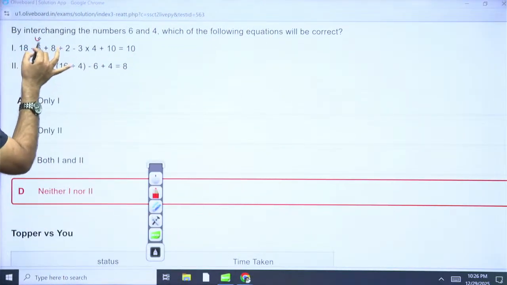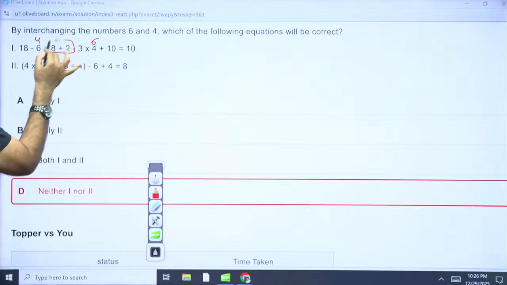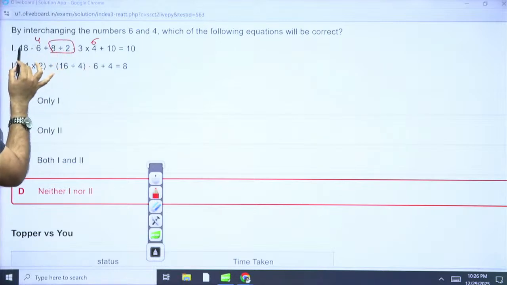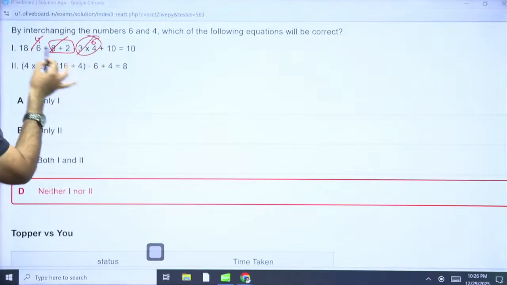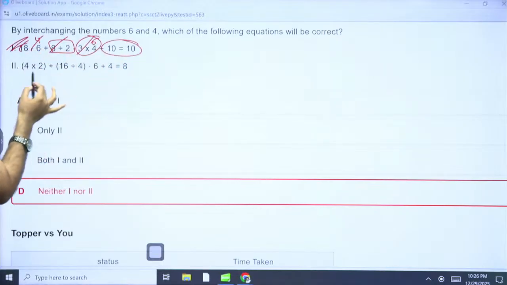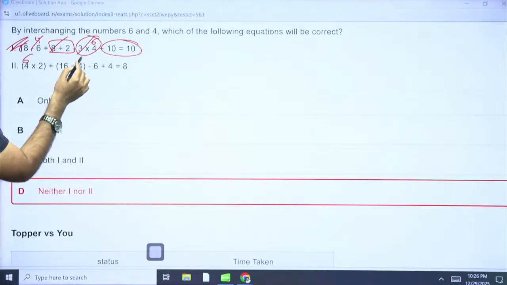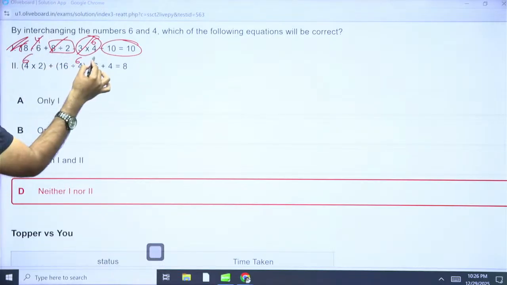So 6 and 4, this is 4, this is 6, this is 4 plus 4, 18 minus 4 plus 4 is gone, and this is minus 18. Minus 18 plus 18 is gone, 10 is left, so this is right. And this is 6, this is 4. So yeah, sorry, this is 6, this is 6, and this is 4, this is 6.